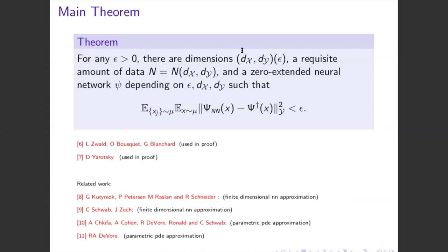The basic theorem says that for any epsilon, we can choose dimensions of the dimension reduction that results from PCA. And we can choose a requisite amount of data and find a neural network, which will then depend on epsilon and these dimensions, to achieve the given error. Proving this builds on some very nice analysis of principal components analysis and the properties of the decay of the spectrum of the covariance operator defined by measure mu and its push forward under psi dagger, and then work of Yarotsky concerning the approximation by neural networks. There's lots of related work in this general area of approximating maps between Banach spaces.